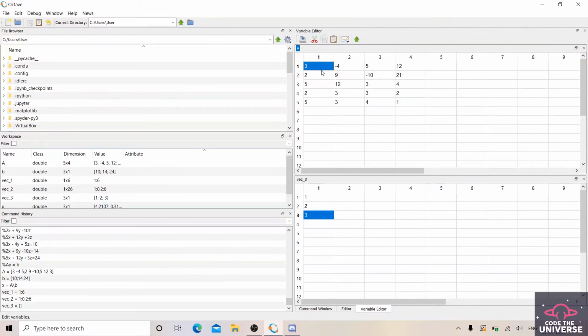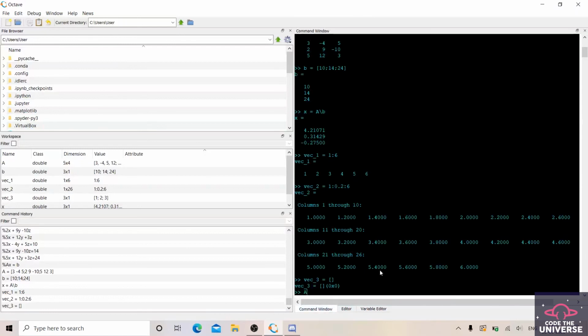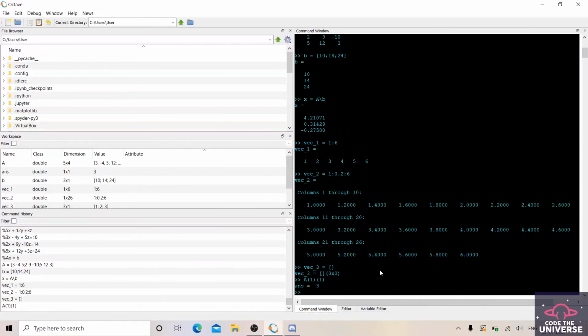Let's say I want to pick out 3 from this matrix. Then I'm going to have to address this 3. How this 3 is addressed is A(1,1), or in other words, A, within round brackets the row number, and the column number. So I'm just going to type A(1,1), and it's going to return me 3.